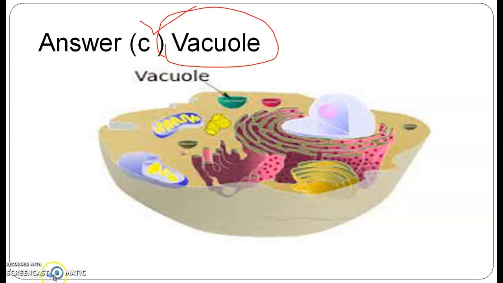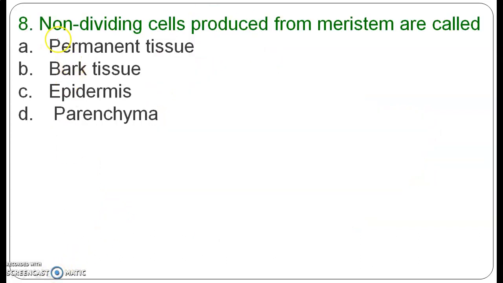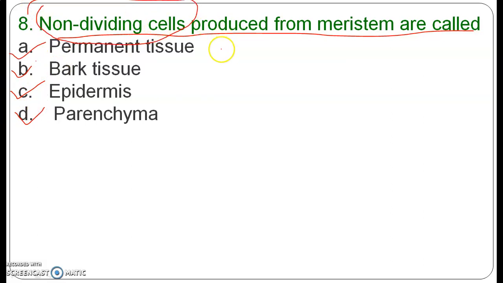Okay, next question. Non-dividing cells produced from meristem are called, and your options are A, permanent tissue, B, bark tissue, C, epidermis and D, parenchyma. Here the key is non-dividing cells. Non-dividing cells that are produced or arising from the meristem. When non-dividing cells are produced from meristem, they are called what? And here are the four options. So mark the right answer.